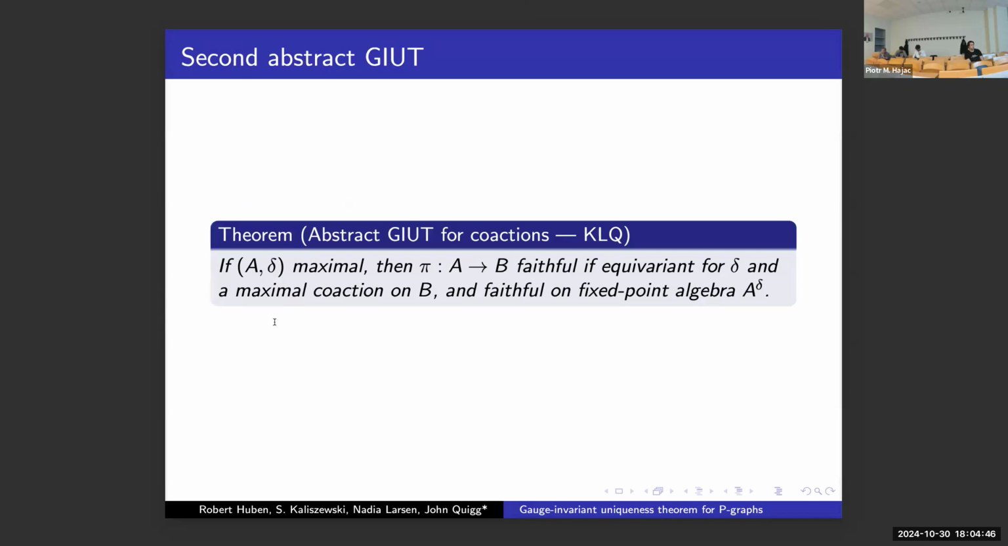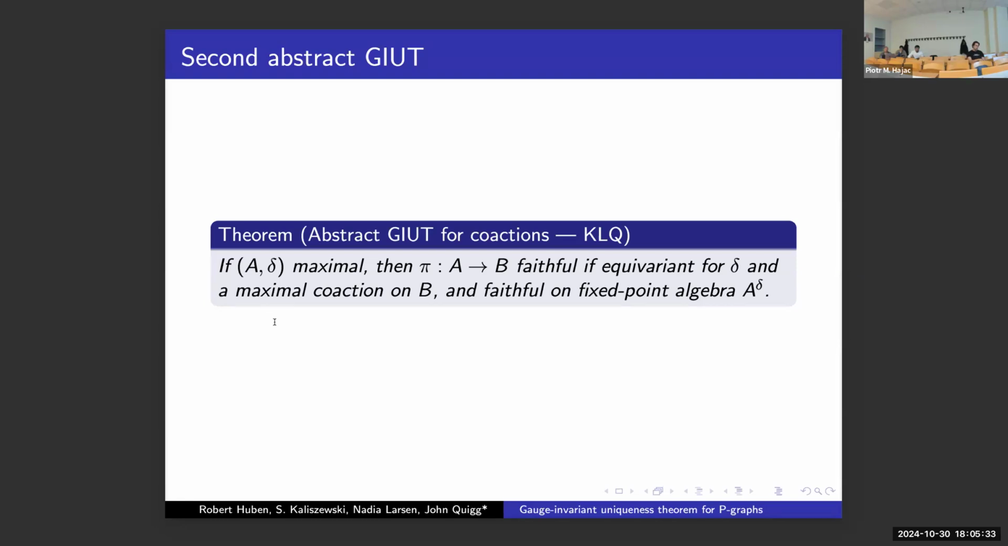And here's the abstract gauge-invariant uniqueness theorem for coactions that Nadia and Steve and I proved not too long before this paper, so this is why we thought of writing this paper. If you have a maximal coaction delta of a discrete group G, then a homomorphism pi from the C-star algebra carrying the coaction, from A into B, is faithful if it's equivariant for the coaction and a maximal coaction on B, and faithful on the fixed point algebra under this coaction. And now the dual version of the abstract gauge-invariant uniqueness theorem.